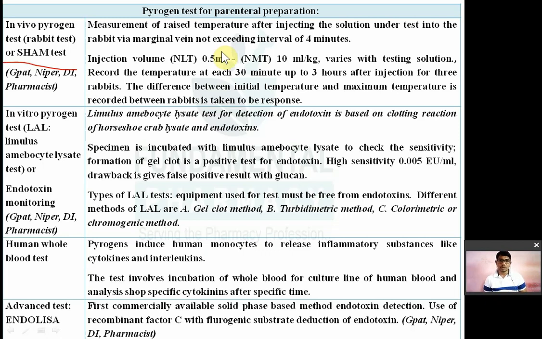Okay, so measurement of increased temperature. Measurement of raised temperature after injecting the solution under test means injection of the test solution into the rabbits via the marginal vein, not exceeding an interval of 4 minutes.